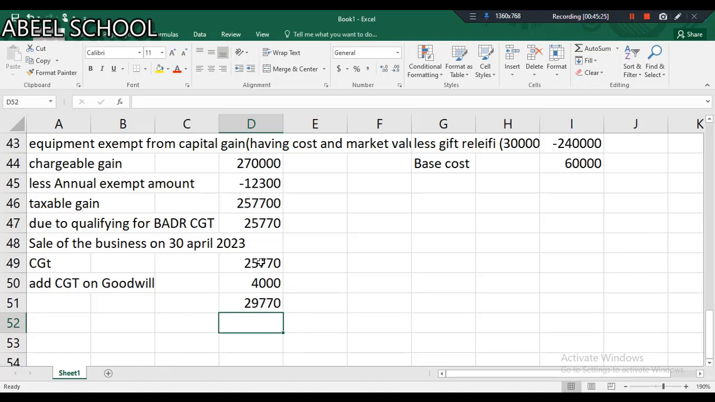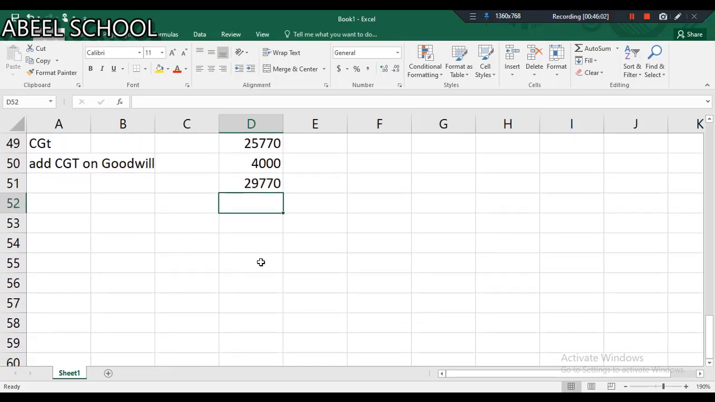BADR will be available in both the cases, because when you cease the business, then you have to sell the business within 3 years of cessation, which is obviously what Ziti is doing, and otherwise you have just sold the business which you have carried for at least 2 years. So in both the situations, BADR is available. Now let us see the financial position. Either Ziti should go for ceasing the business and then selling it on 31st January 2023, or continue the business till 30th April 2023. Let's see which option is financially better for Ziti.